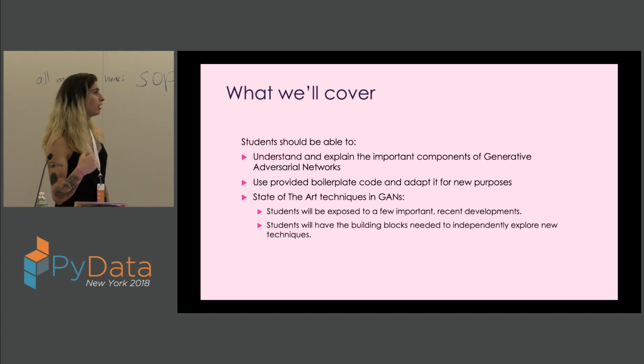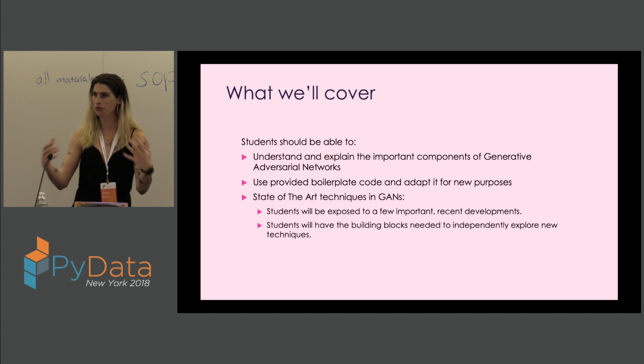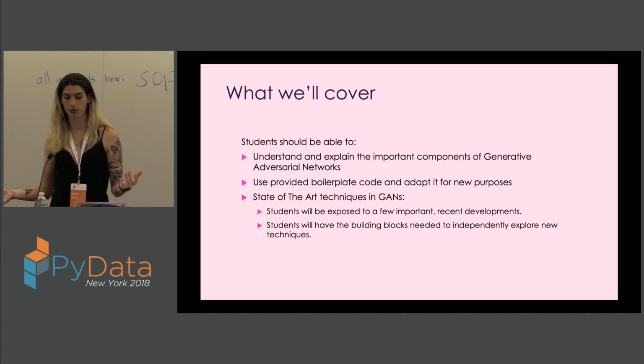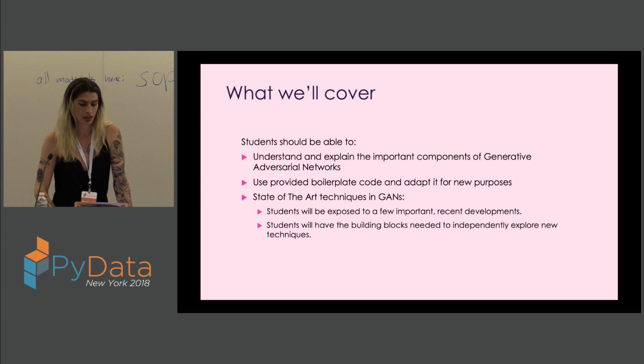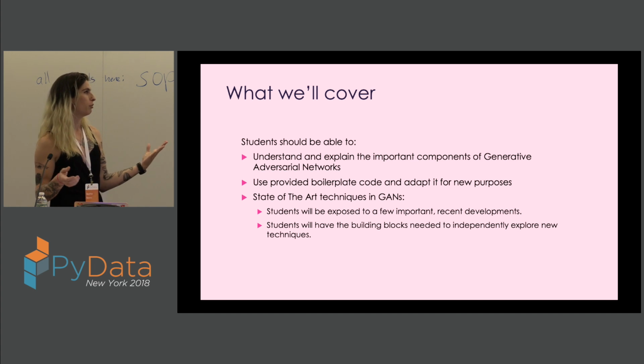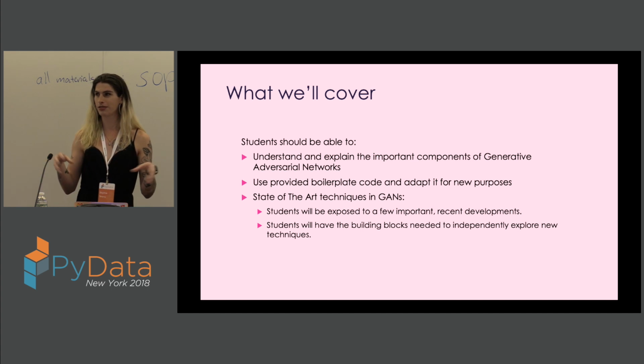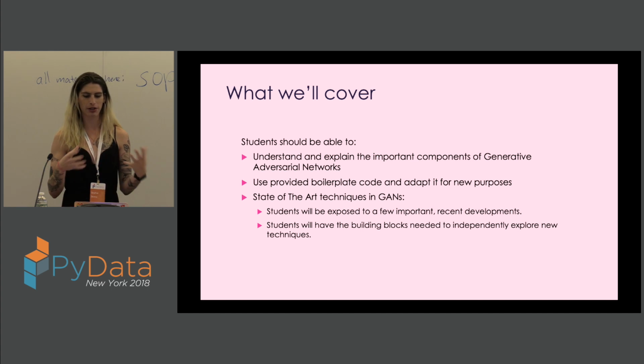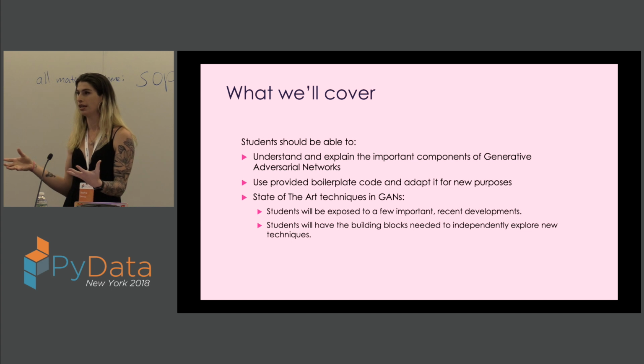So we'll be talking a little bit about state-of-the-art techniques in GANs. I don't necessarily expect everyone to understand or be able to derive spectral normalization by the end, but I will expose you to a few things. And the big thing I want is that when you leave here, you're at least better enabled to do your own independent exploration.